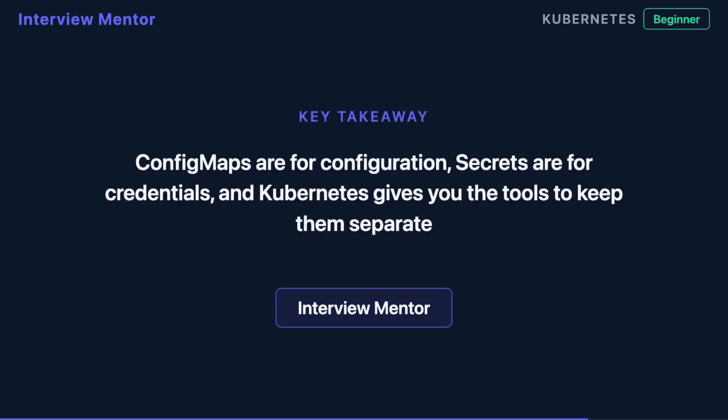To summarize, ConfigMaps are for configuration, Secrets are for credentials, and Kubernetes gives you the tools to keep them separate. Practice this distinction, and you'll ace this question.